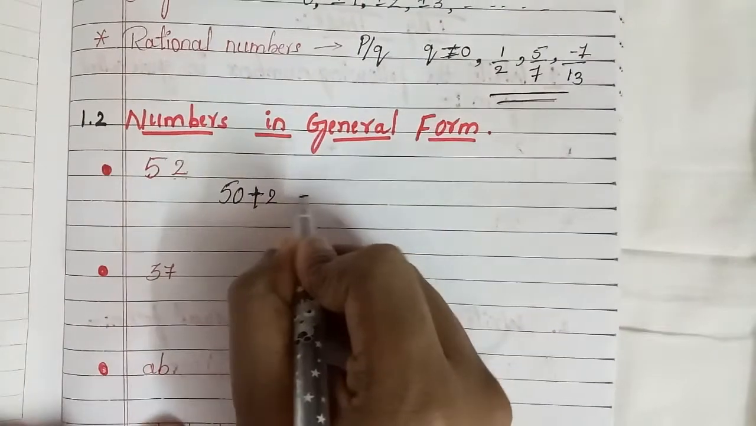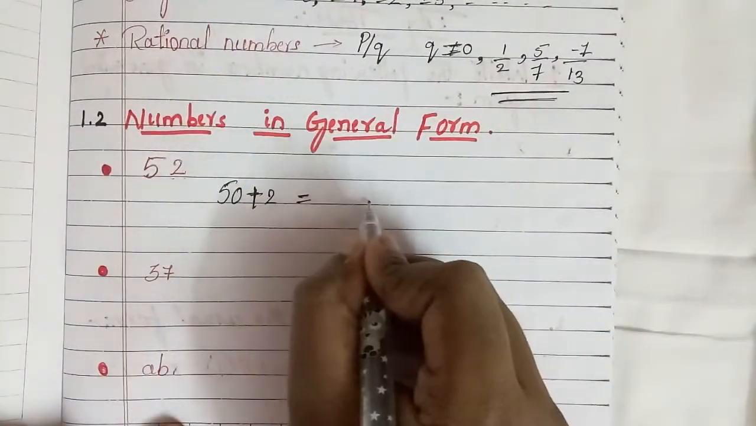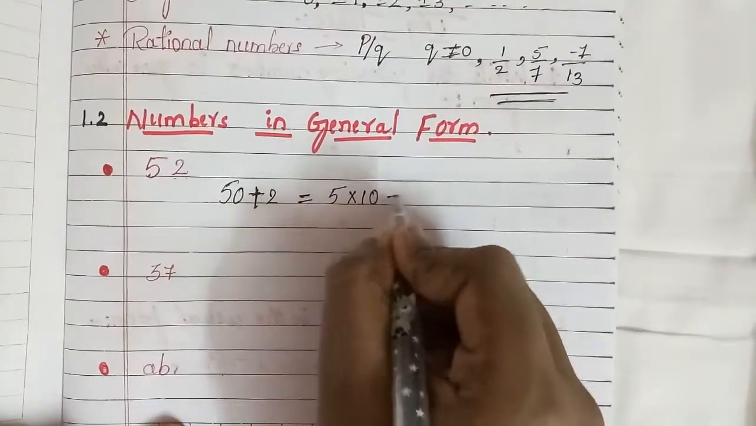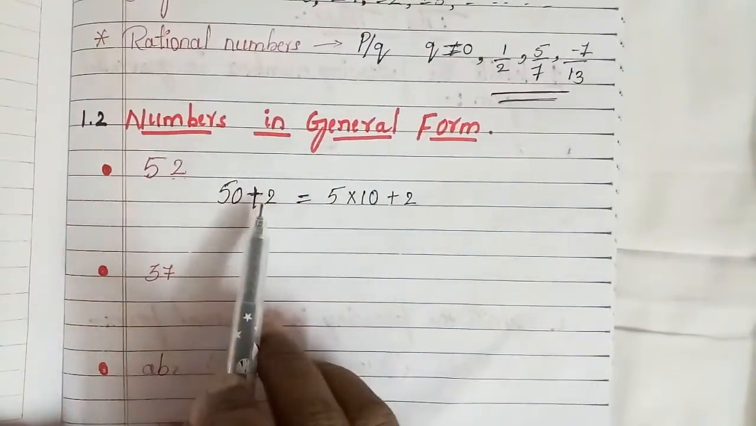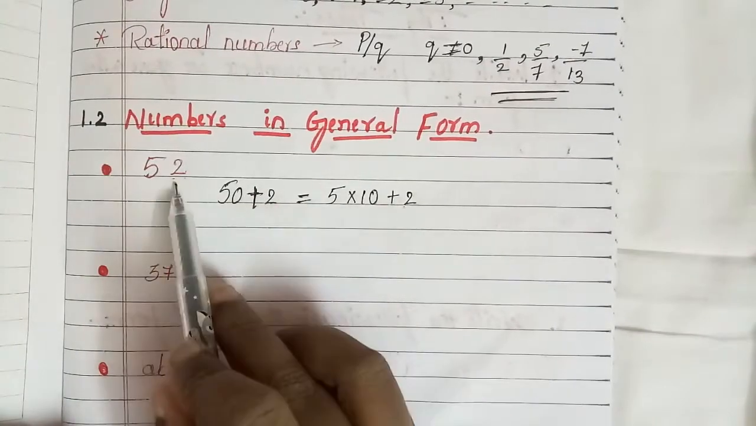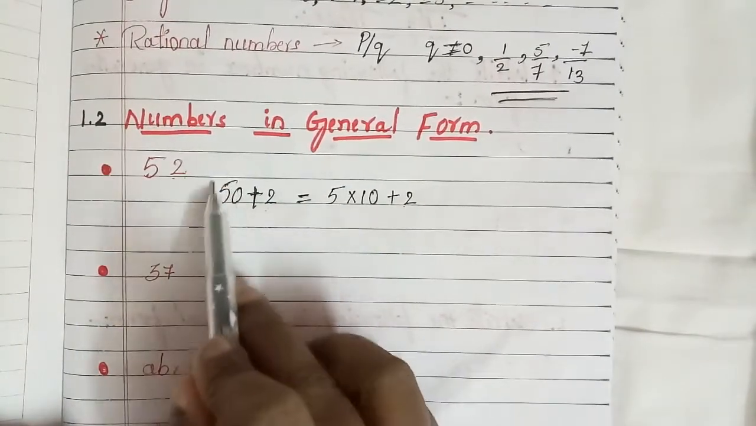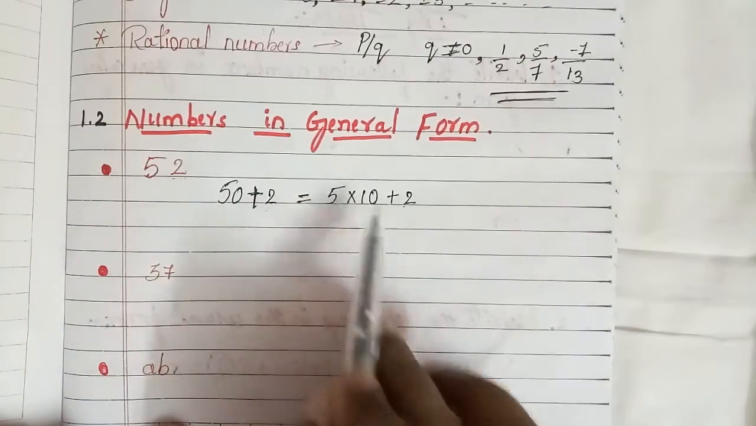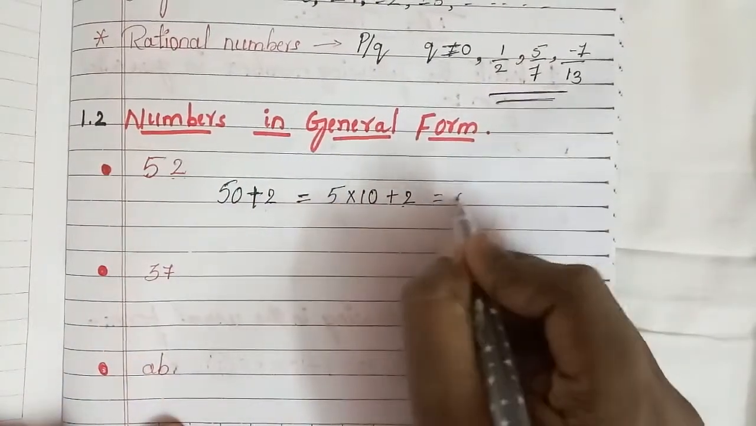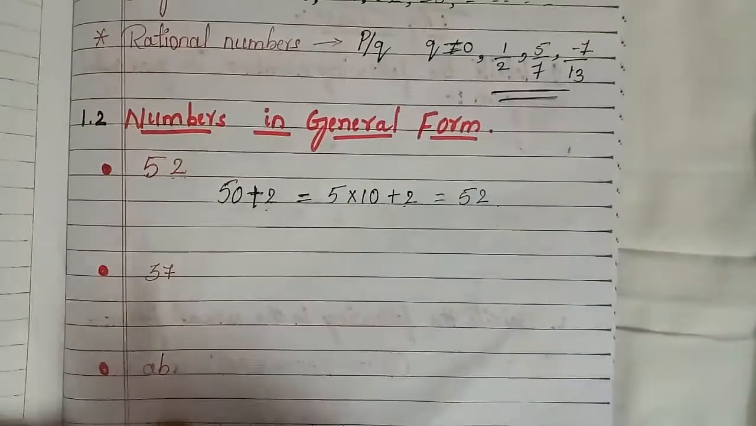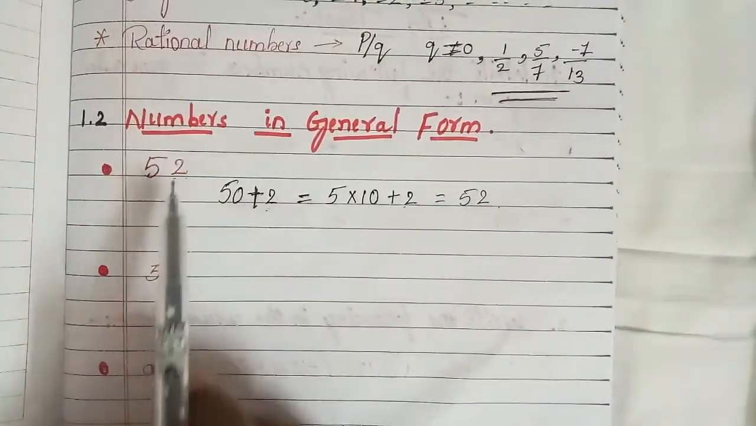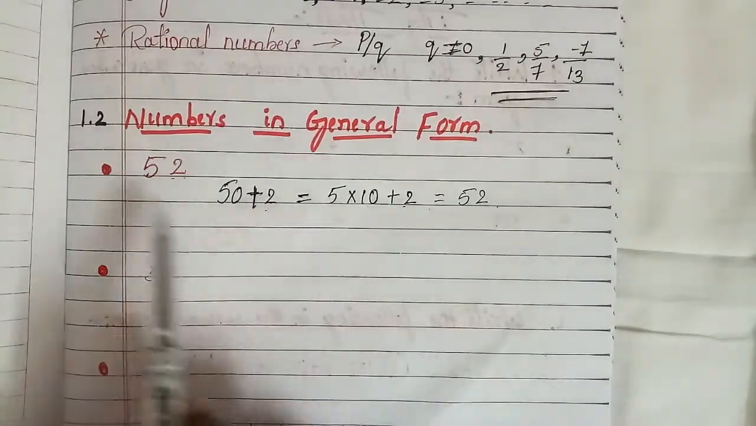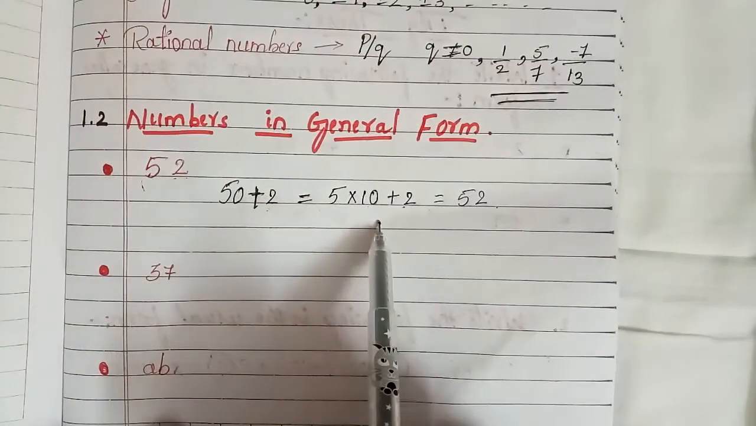And next, it is expanded again. See here, 5 into 10 plus 2. Because 2 is in the unit place, already taken, but 50 is in the tens place, that's why I multiply 5 into 10. It comes to 52. 52 is in the usual form. I make this into the general form: usual form into general form.